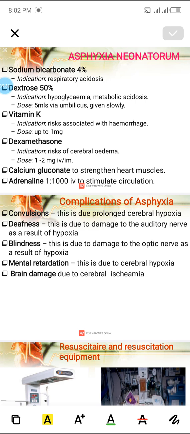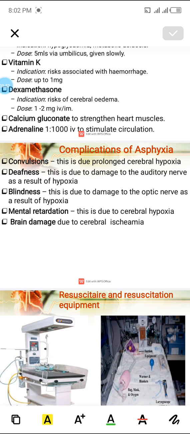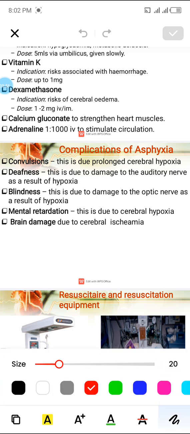So these are some of the drugs that we have in asphyxia. What about the complications? Asphyxia has got so many complications, but let's look at just a few. So convulsions. This neonate can have convulsions, but you won't see them as much. They are called subtle convulsions, meaning that they're very minimal. For you to see them, you have to be paying attention. Subtle convulsions are due to prolonged cerebral hypoxia.